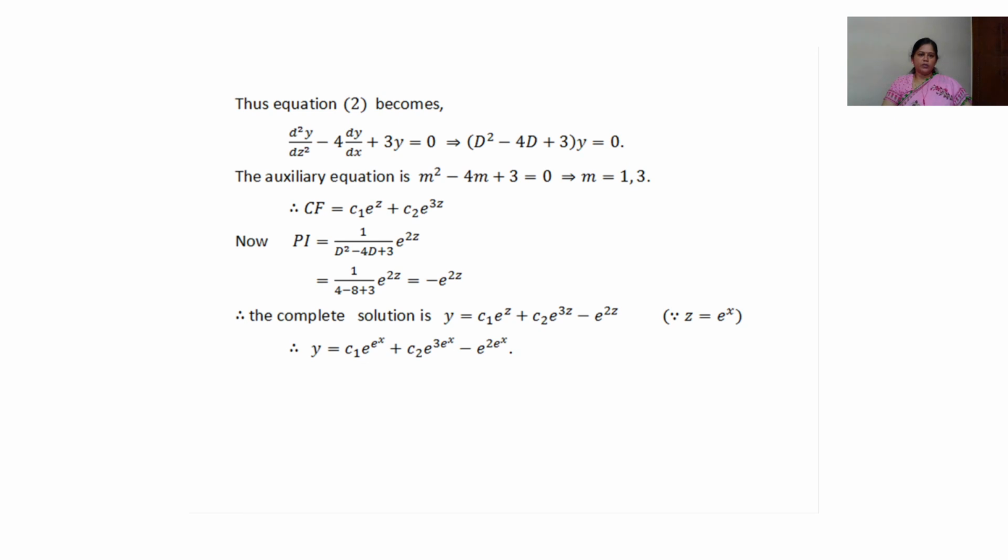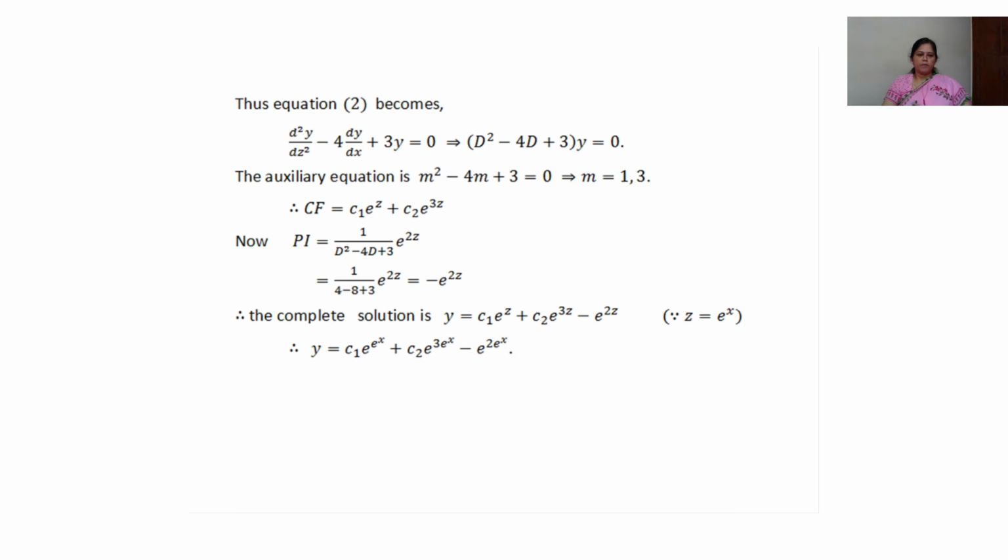Now PI is the particular integral. PI is equal to 1 by (D² minus 4D plus 3) into e^(2z). Since e^(2z) is there, we have to go for the first type of particular integral, which means the e^(ax) form. For the e^(ax) form, we have to replace D by a. Here the a value is 2, so we substitute D equal to 2 in the denominator. So we get PI equal to 1 over (4 minus 8 plus 3) into e^(2z), that is equal to minus e^(2z).